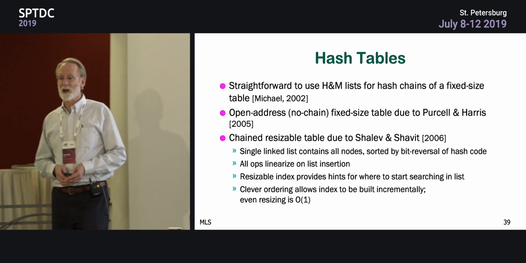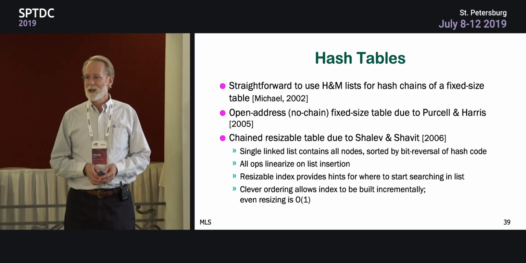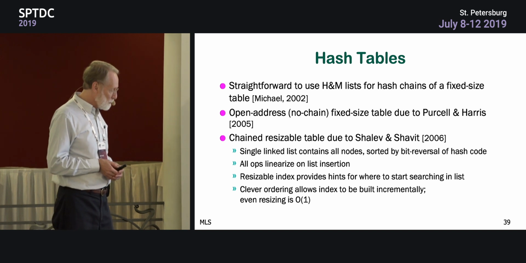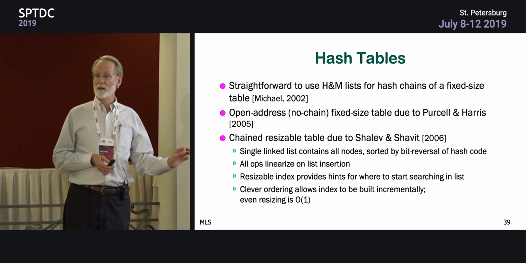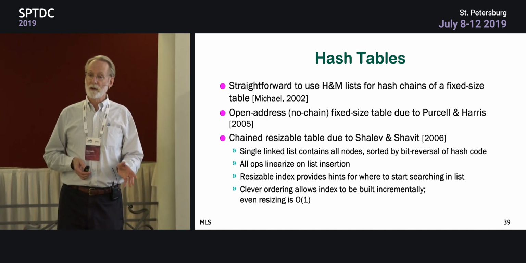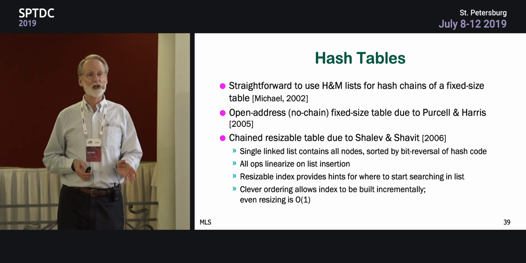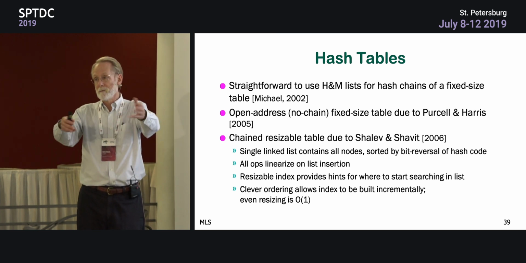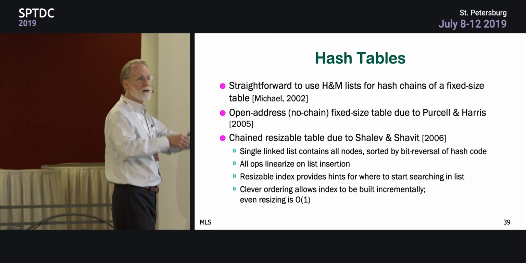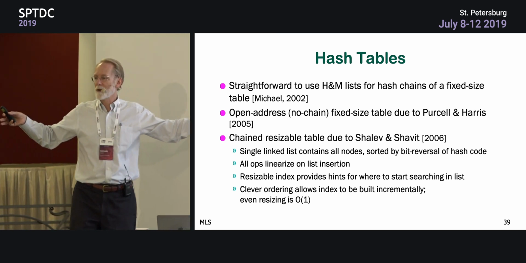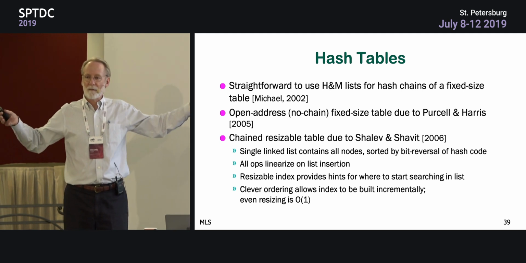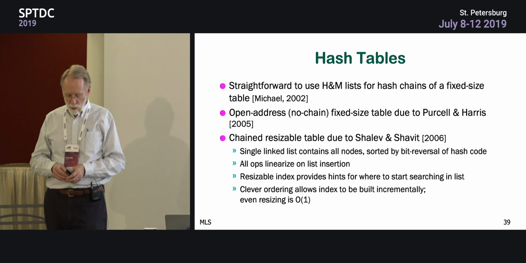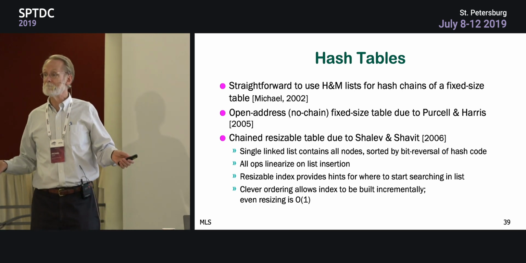So let's move to a new data structure. Hash tables. There are, of course, multiple kinds of hash tables in the world. The most straightforward approach is to take the Harris and Michael lists and use them to represent chained buckets in a hash table with chained buckets. So we have an array of head pointers to lists, and then everything that's in the same bucket is in a singly linked list hanging off of one of those head pointers, and that's it.